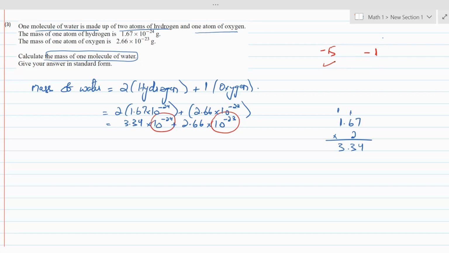And the difference between minus 24 and minus 23 is 1 unit. So that means this 2.66 is having one more tens power. I repeat, the tens power minus 24 and the tens power minus 23 have a gap of one number. So one number means it would be 10 power 1, which is more with 2.66.